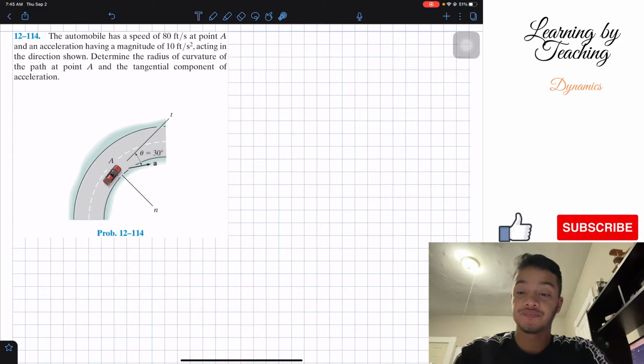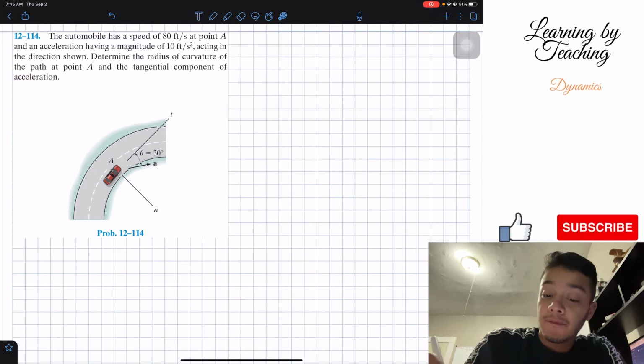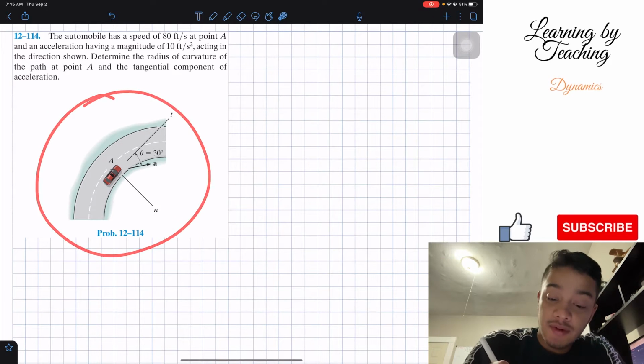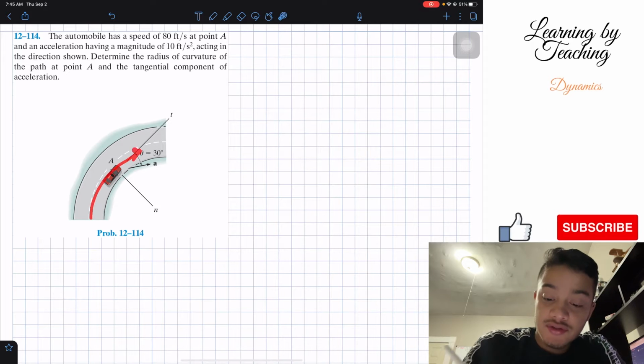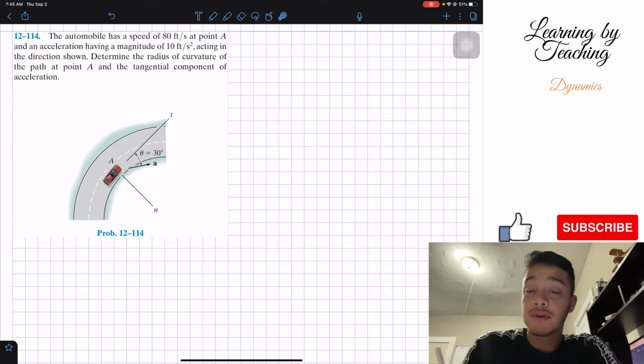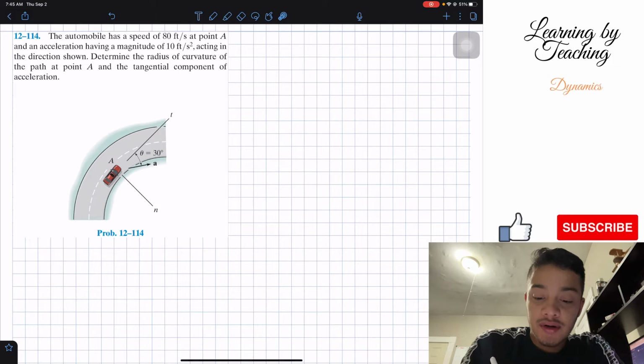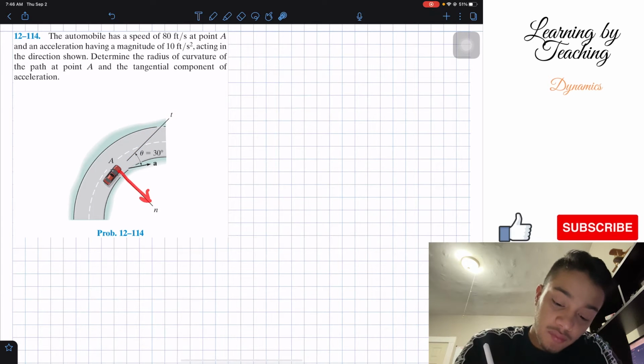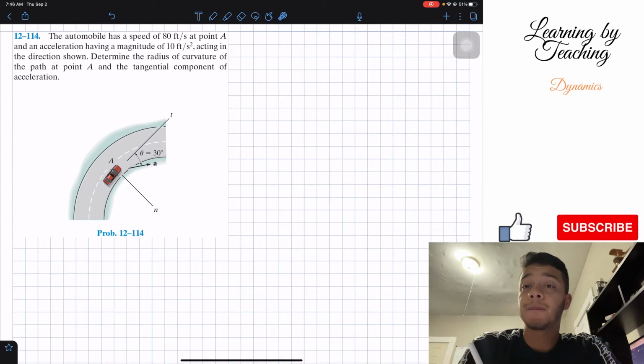Alright, so for this problem, what we have in here is this car going around in this curvature, and as we've seen in this new chapter, our acceleration, in this case the one that I'm pointing out, our magnitude, can be split into two components, our tangential acceleration and our normal acceleration, okay?